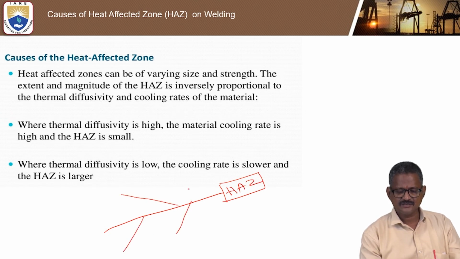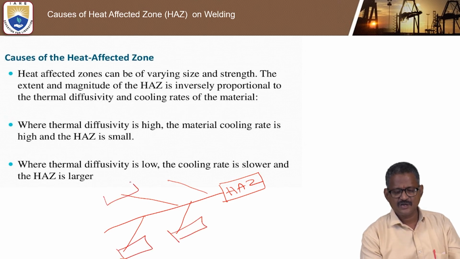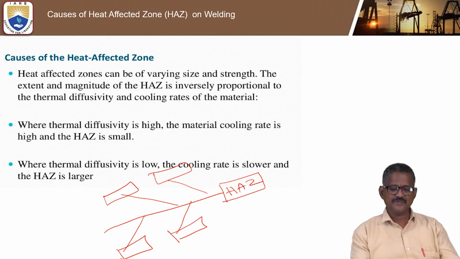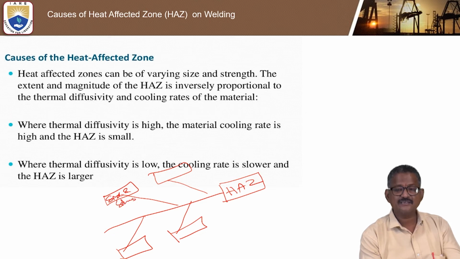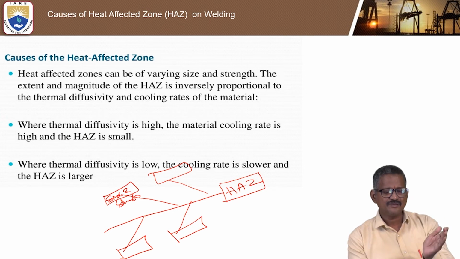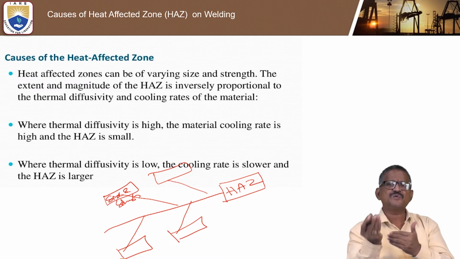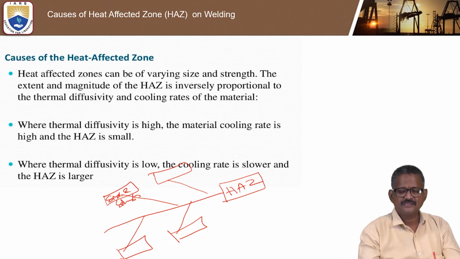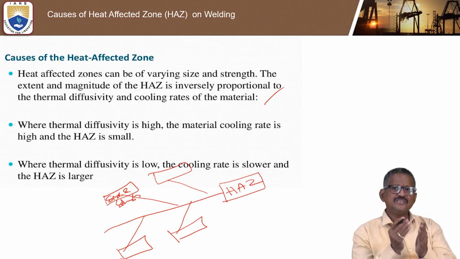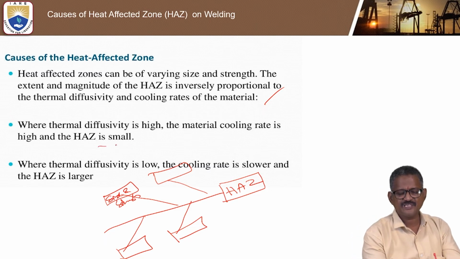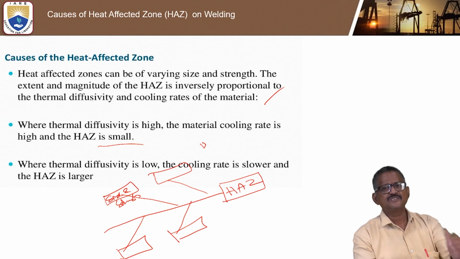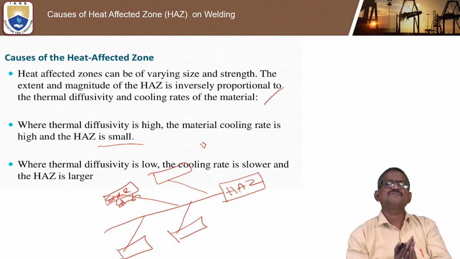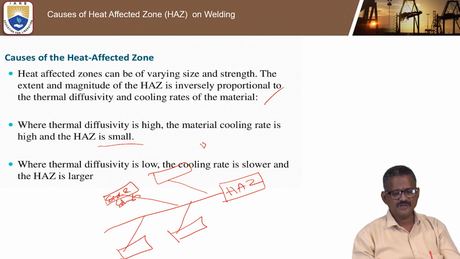What are the various causes which affect the heat affected zone, and what are the effects? The main cause is that the heat affected zone varies in size and strength. The extent and magnitude of the heat affected zone is inversely proportional to the thermal diffusivity and cooling rate of the material. Where the thermal diffusivity and cooling rate are high, the HAZ will be very small. Suppose the diffusivity and material cooling rate are low, the heat affected zone will be larger.